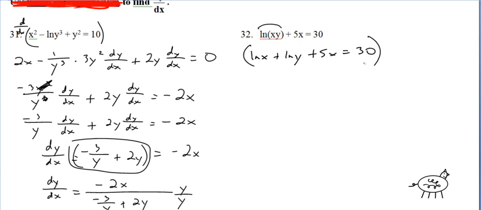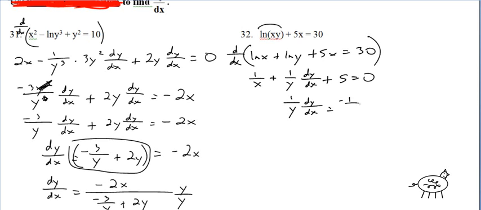So then we do d by dx, and that's going to give me 1 over x plus 1 over y dy dx plus 5 equals 0. Wow, a lot easier. Okay, so we're going to do 1 over y dy dx equals negative 1 over x minus 5. I'm going to put this into one fraction because I think that's a lot more convenient. So I'm going to multiply this by x over x. So I get negative 1 minus 5x over x.